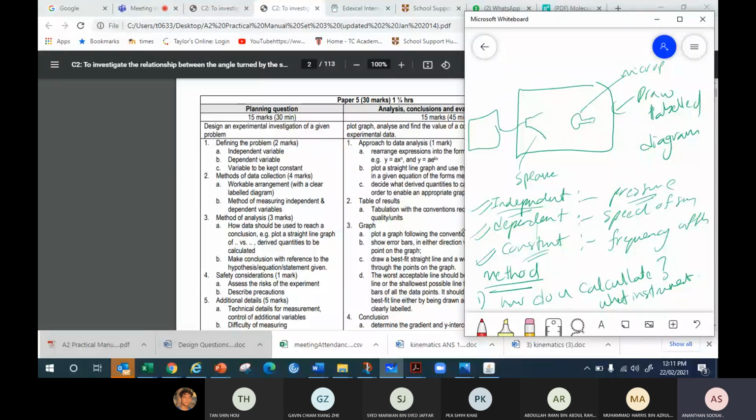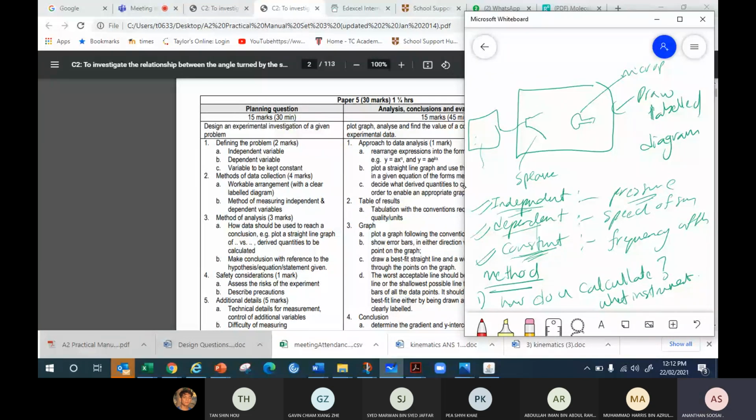Speed of sound is calculated by using a stationary wave method. Later I'll show you how, by using a microphone and CRO. Later I'll tell you how to find the speed of sound. And the variable to be kept constant, the frequency of sound, is kept constant by using a fixed frequency on the signal generator. Something like that. So you must tell the instrument.